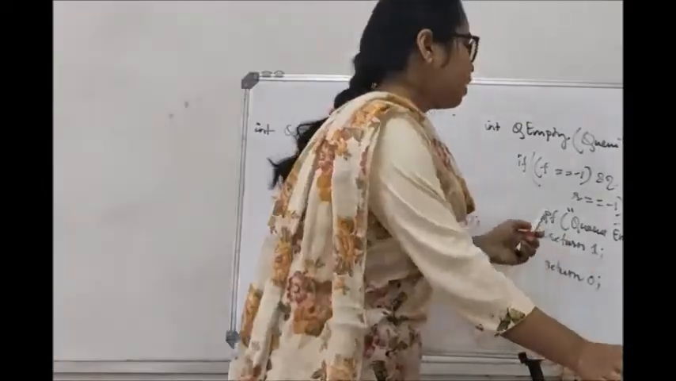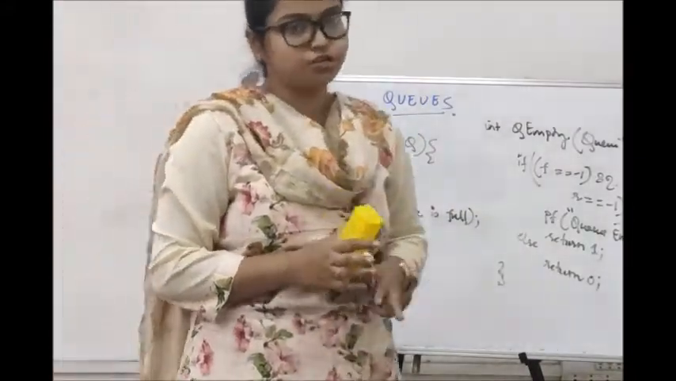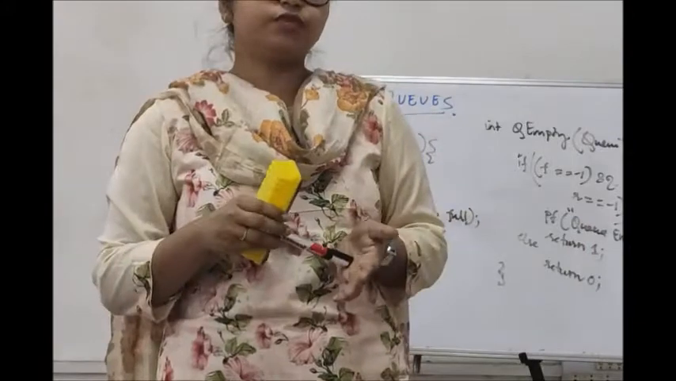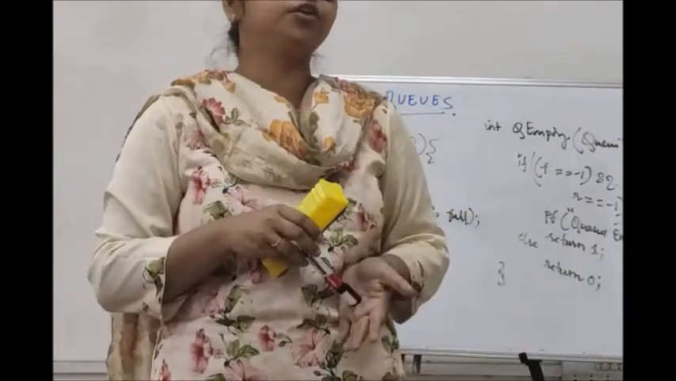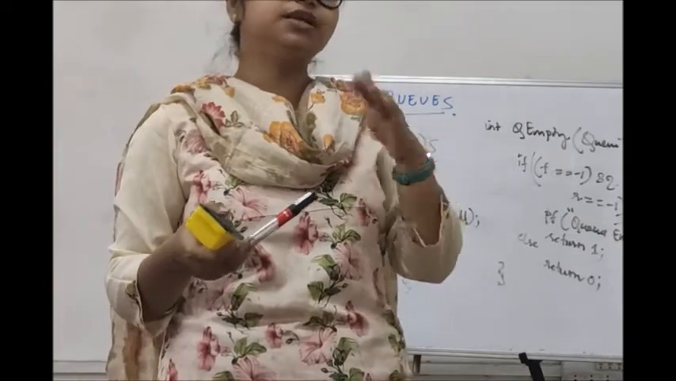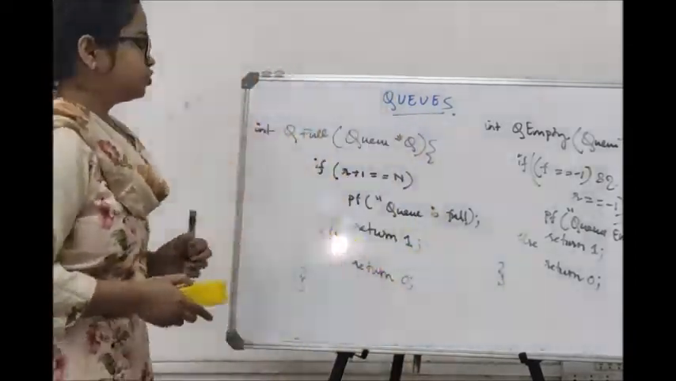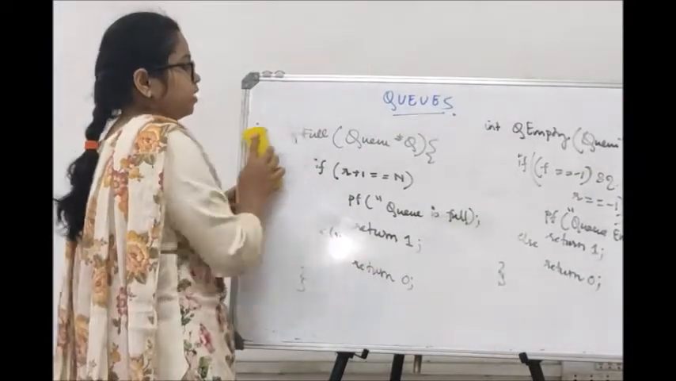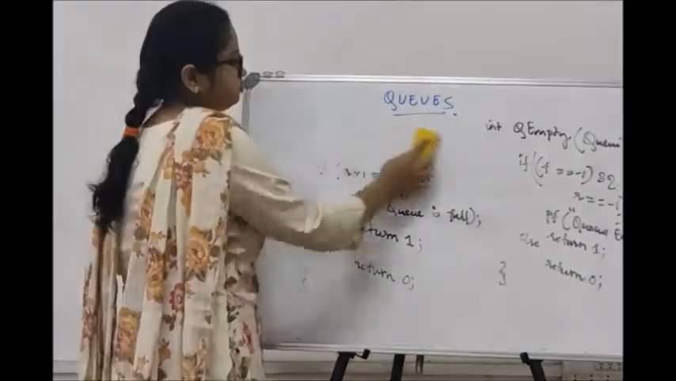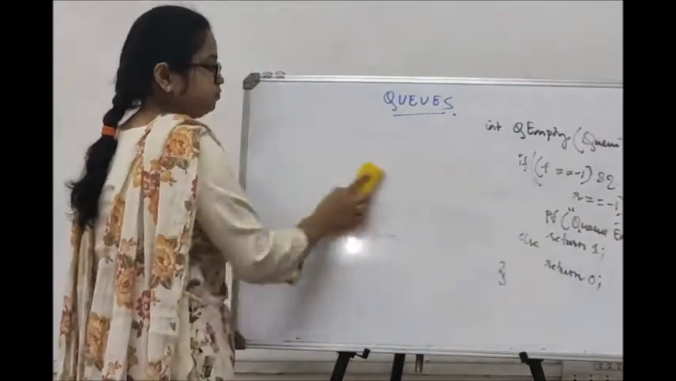After that, we will perform the most important operations of Q, that is NQ, which means inserting an element into the queue from the rear end, and the DQ operation, that means deleting an element from the front end of the queue. So we will see that shortly. Just note it down and write it down. We'll pause the video so you can note it down.